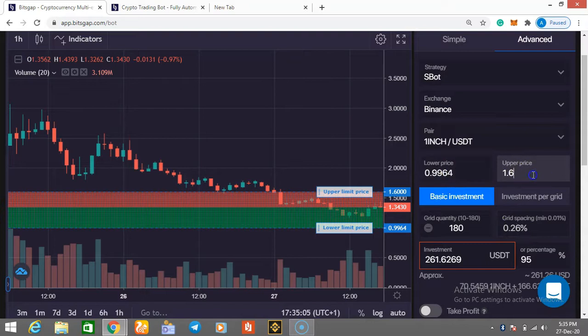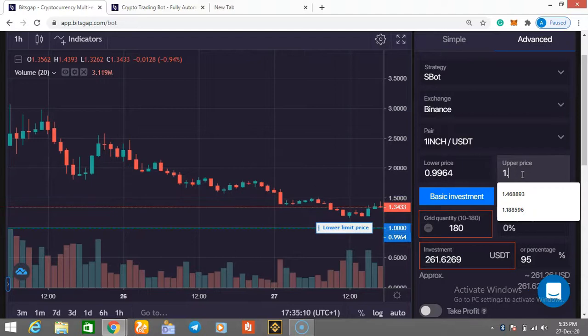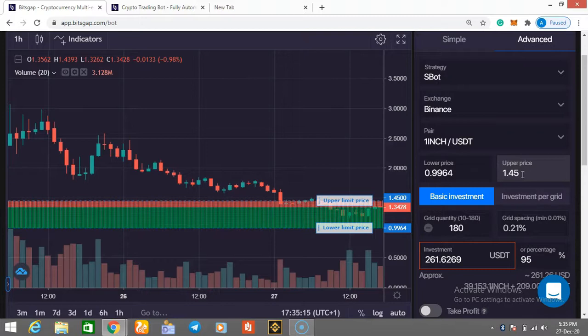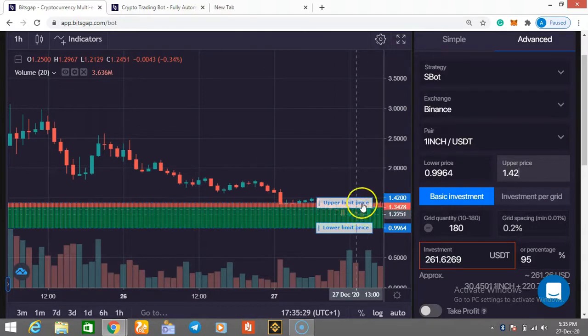1.6. If it is 1.6, then okay, if I want to achieve like 0.2 grid spacing, I can make this 1.45, kind of. Okay, 1.42. How about that? Okay, fine. So with that, the bot will keep buying around this range between the price of 1.42 to 0.964. It will keep buying and selling within that range. So it means that if this coin, the inch token, maintains this price range for a week, then you're going to be in massive profit.